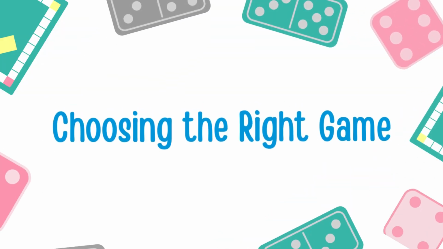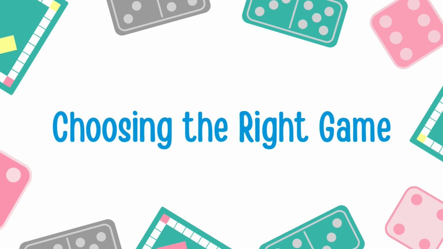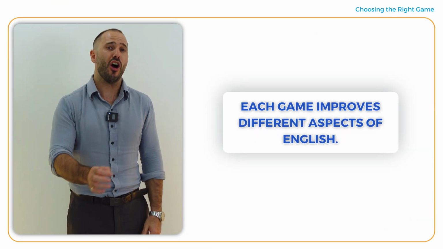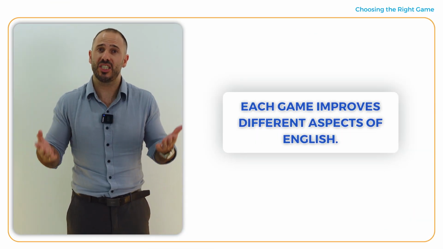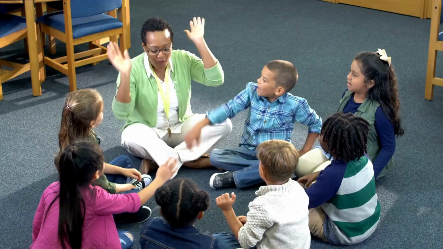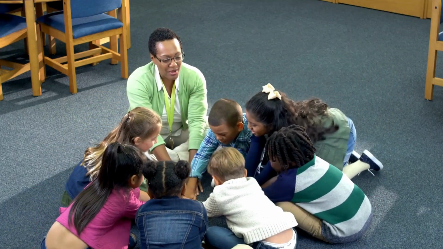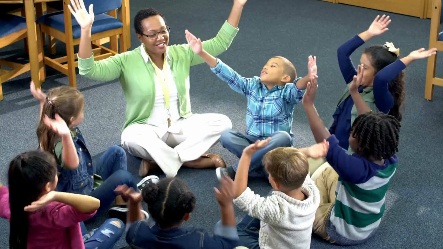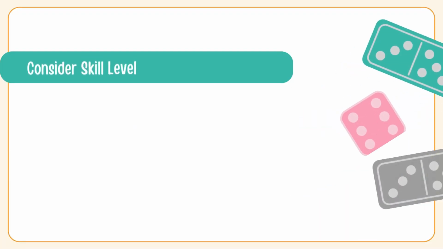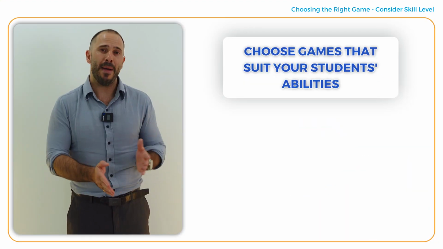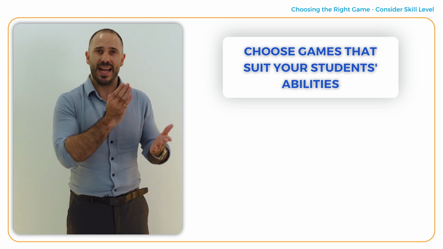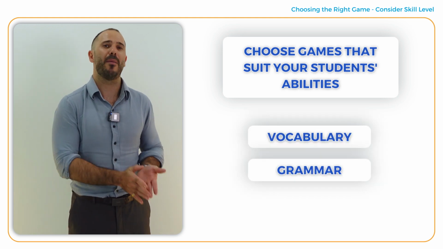Not all board games are created equal when it comes to teaching English, and each game will help with different aspects of English depending on what you, the teacher, consider the most appropriate for your class. Now here's how to pick the best ones for your lesson plan. Consider skill level. Choose games that match your students' ability in terms of vocabulary and grammar complexity. A game that's too advanced can be frustrating, while a game that is too simple won't challenge them.